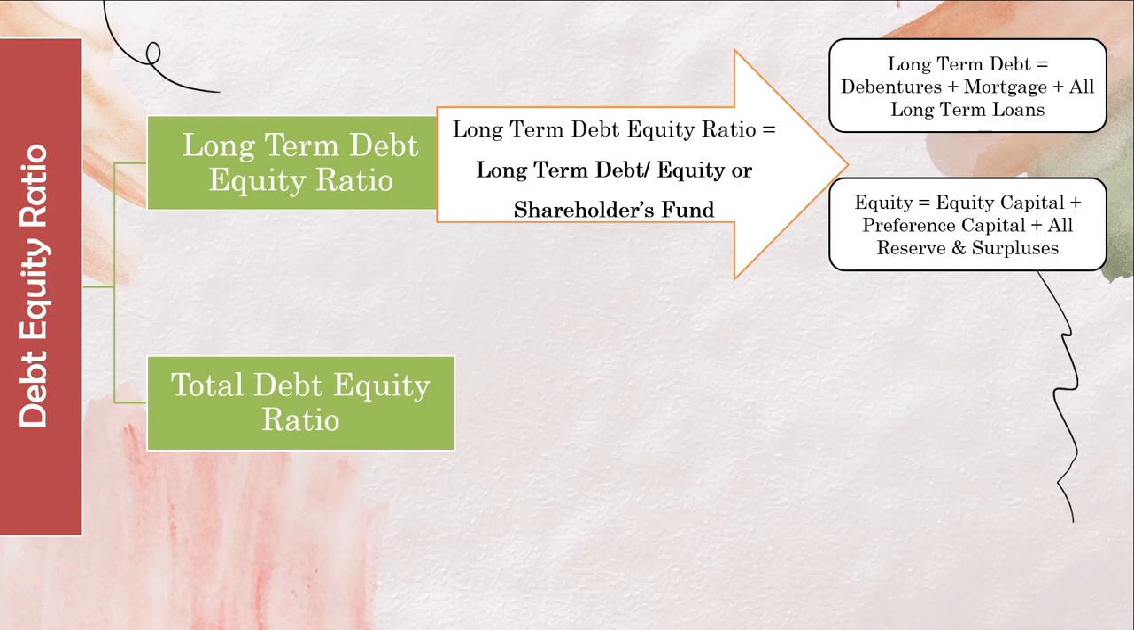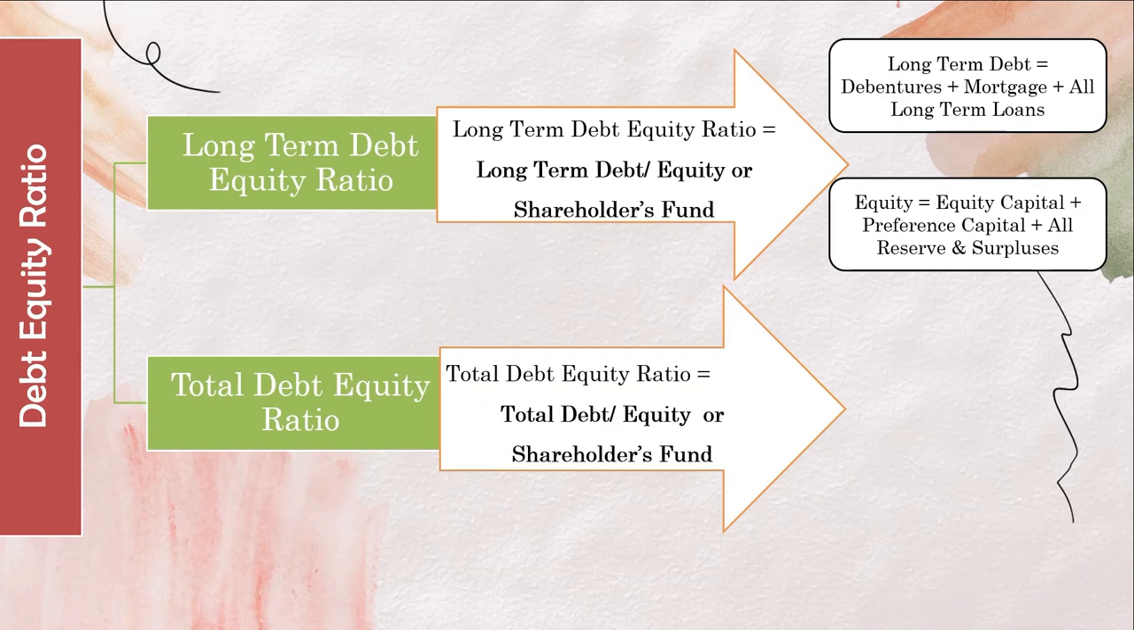The next debt equity ratio classification is the total debt equity ratio. It is calculated by using the formula total debt divided by equity or shareholders fund. Here we have to identify one difference from the above formula: we divide total debt by equity. Total debt includes all the long-term liabilities or debt plus current liabilities.